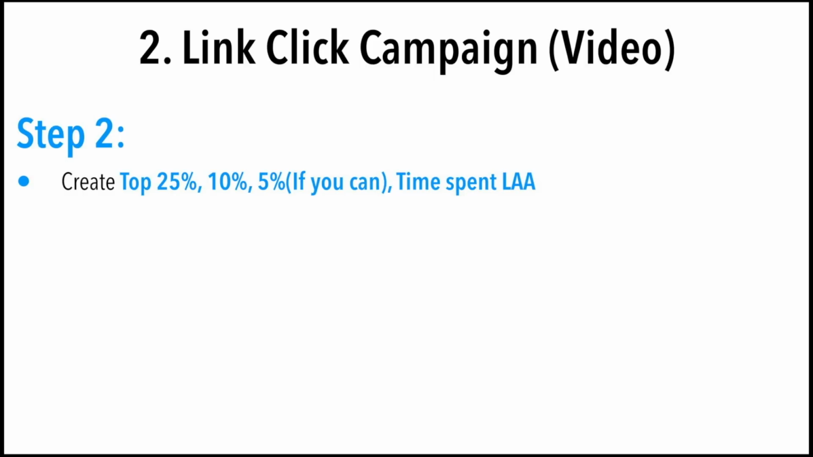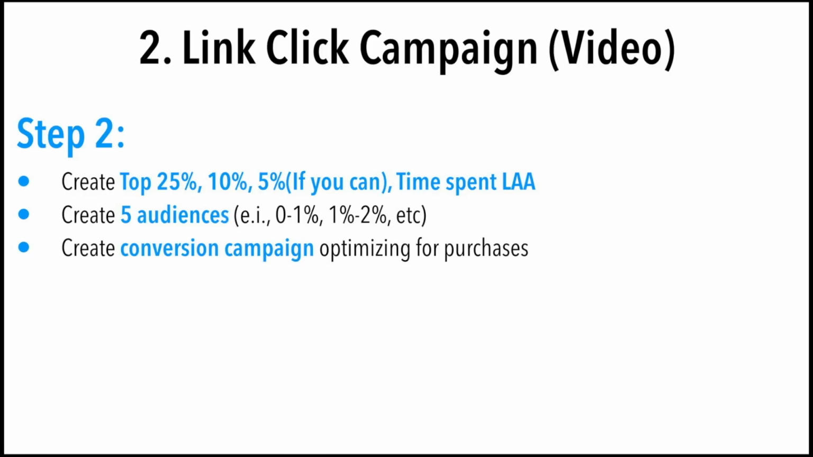So if you have enough traffic coming from a single source, then you'll probably be able to make these lookalike audiences. If not, just stick to the top 25%. And again, we're going to be creating the 5 audiences based off this lookalike audience, which are 0 to 1%, 1 to 2%, 2 to 3%, 4 to 5%, and 6 to 8%.